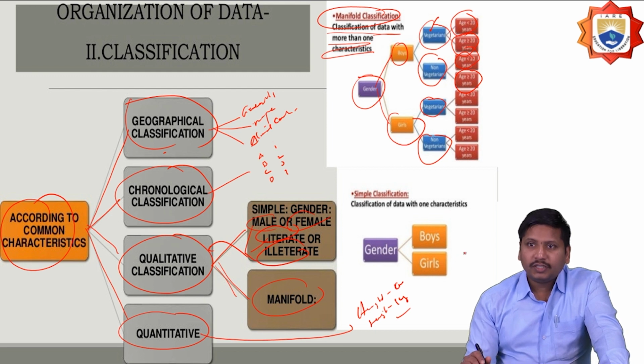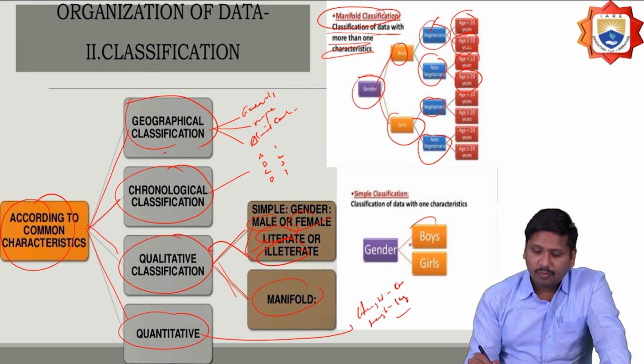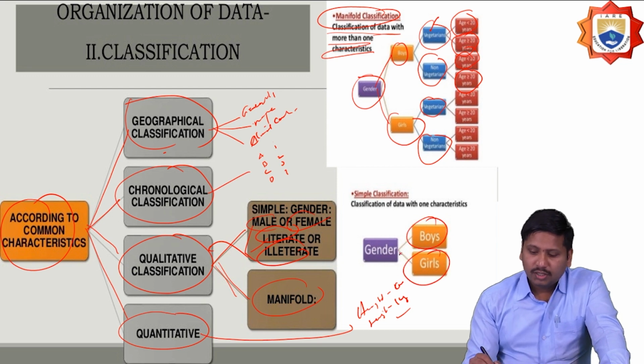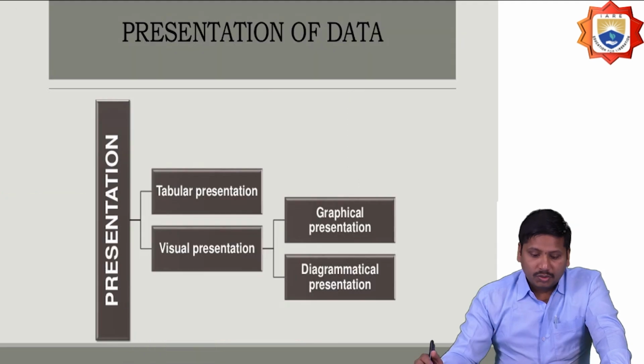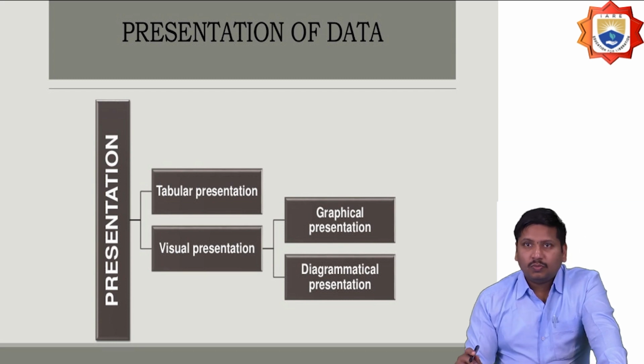And simple classification means where the gender is divided into different types like boys and girls. That is a simple classification, where we can classify data with only one characteristic. The next one is presentation of the data, where we see how one can represent this data. For that, we have two types of presentation.